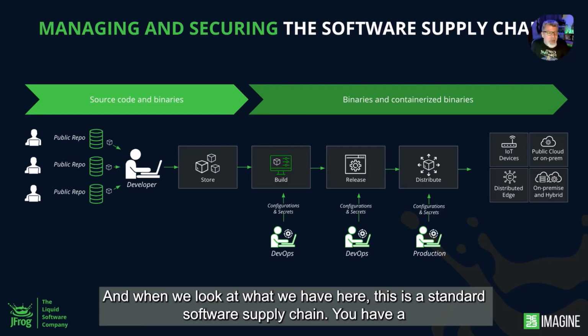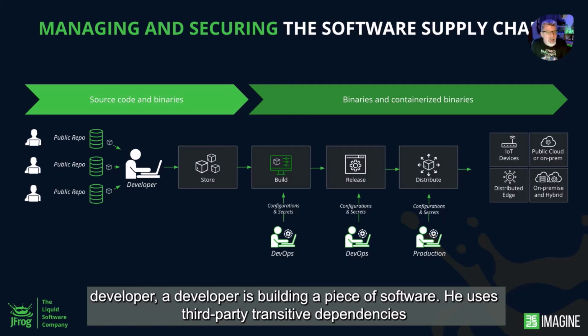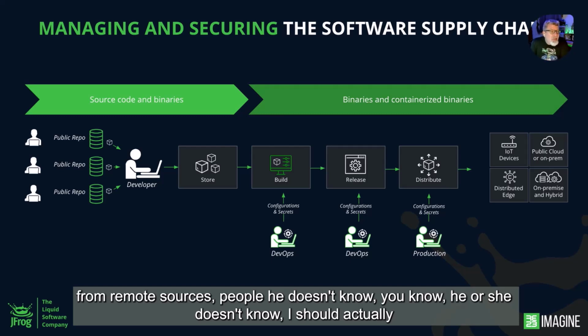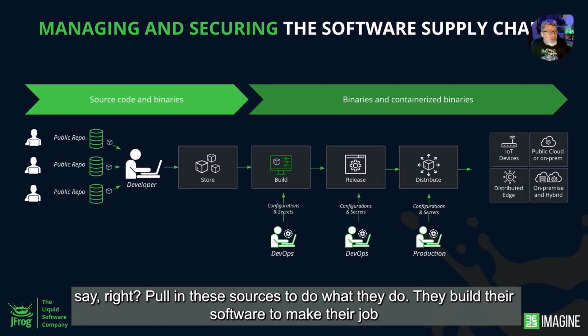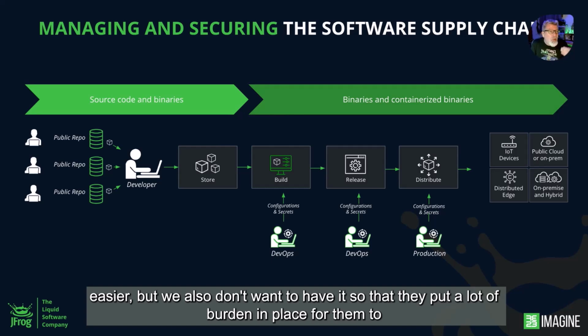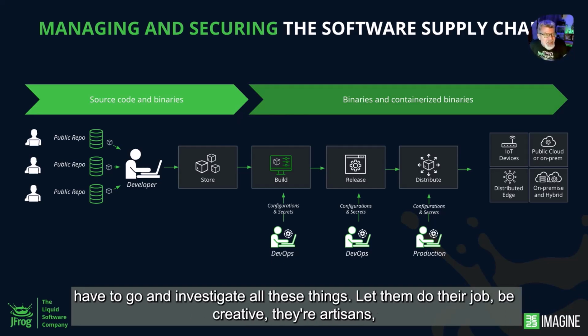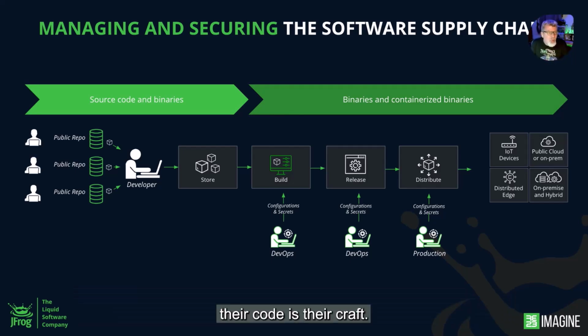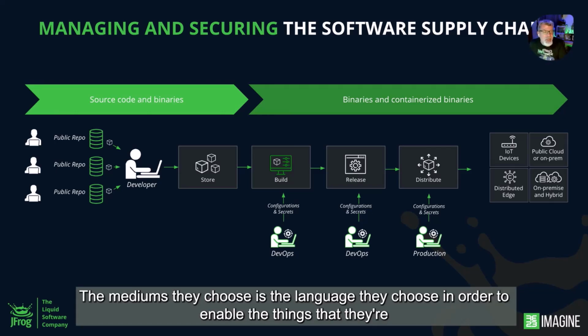Now, when we look at what we have here, this is a standard software supply chain. You have a developer. A developer is building a piece of software. He uses third-party transitive dependencies from remote sources, people he, or she, I should actually say, doesn't know, pulling in these sources to do what they do. They build their software to make their job easier, but we also don't want to put a lot of burden in place for them to have to go and investigate all these things. Let them do their job. Be creative. They're artisans. Their code is their craft. The medium they choose is the language they choose in order to enable the things that they're doing.